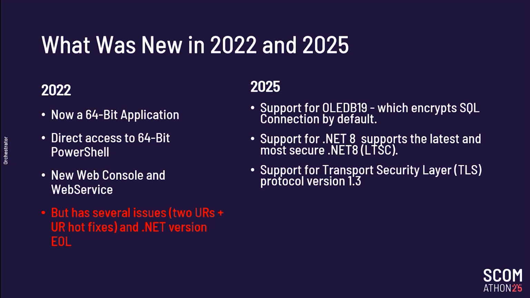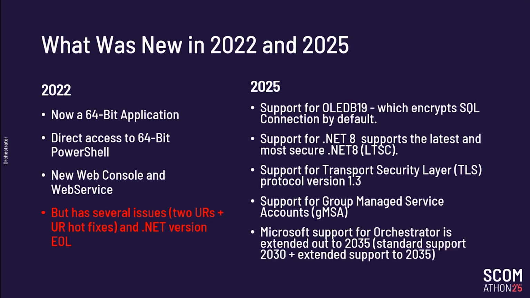They've added transport support for TLS 1.3. And you can now use group managed service accounts for your authentication, making a much more secure and manageable platform. It also means with 2025 that we're extending the support for Orchestrator out to 2035. Standard support is 2030, with extended support out to 2035, which is quite key for anybody who's using Orchestrator today or looking to use Orchestrator, because there had been rumors back in 2016 it would be going away. And as you can now see, Microsoft are providing support out to 2035.